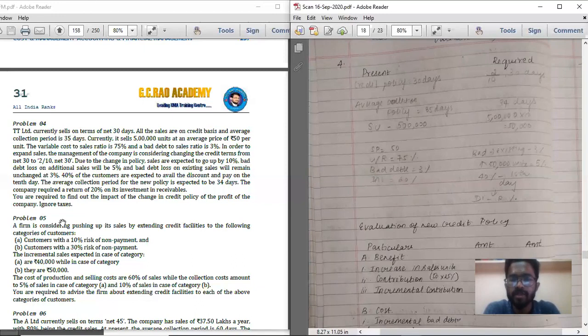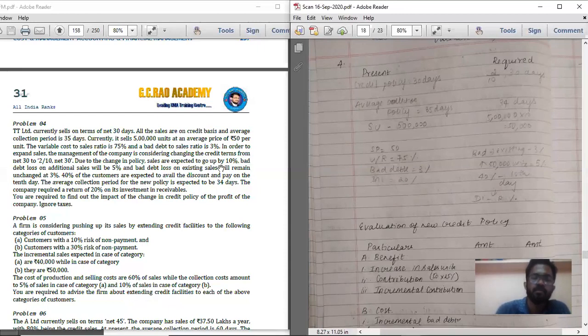Divide it into 2 parts: left hand side present and right hand side required. That is, required is nothing but the proposed policy. The present policy credit period is 30 days. And the required policy is 2 by 10, 30 days. That is, if you repay in 10 days, you will get a discount of 2%. So 2 by 10, 30 days.